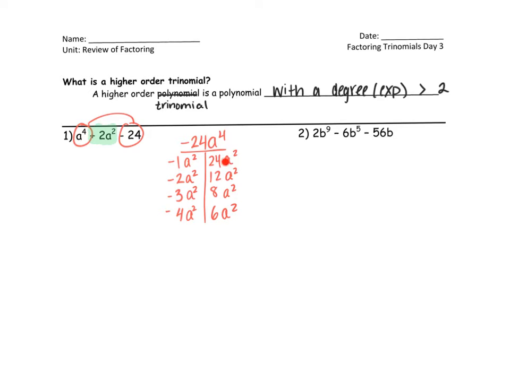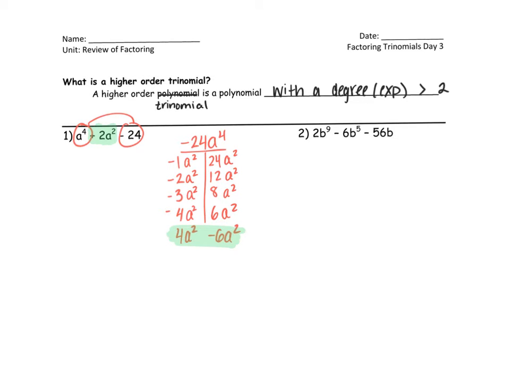So let's look at here. So we have 1 and 24, that's not going to work. 2 and 12, too far apart. 3 and 8, no. This one might be it. Negative 4a squared plus 6a squared. That actually adds to a positive 2. So I think if I just switch them, so if I make this a positive 4a squared and a negative 6a squared, and I just add one more list, this pair will add to my negative 2a squared.